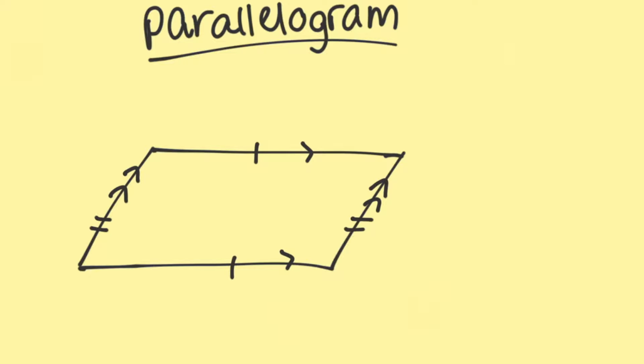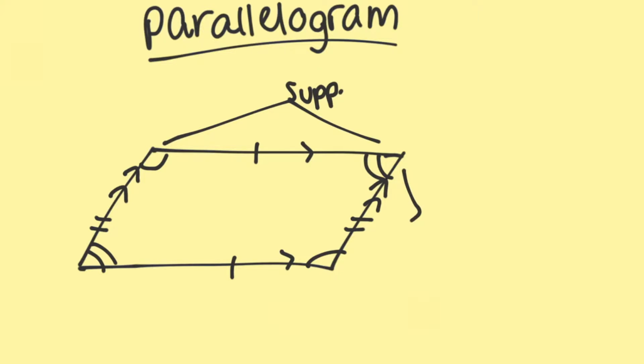Both pairs of opposite angles are congruent. So if you notice, these two obtuse angles are congruent, these two acute angles are congruent. And angles next to each other, notice we have an obtuse angle and an acute angle in this specific parallelogram. They're not congruent, but they're supplementary. So they're going to add up to 180 degrees. All angles that are next to each other.